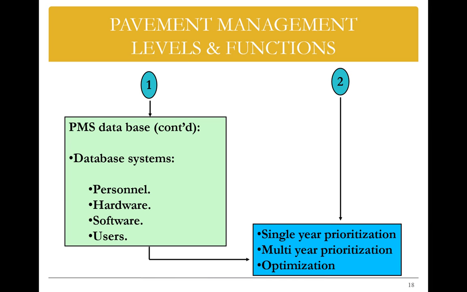From the other side, we would also need to look into several programs. How can we fix our roads from several perspectives? The very first one is whether it is a single year prioritization, a multi-year prioritization, or an optimization process? And we will discuss each one of those in the next slides.